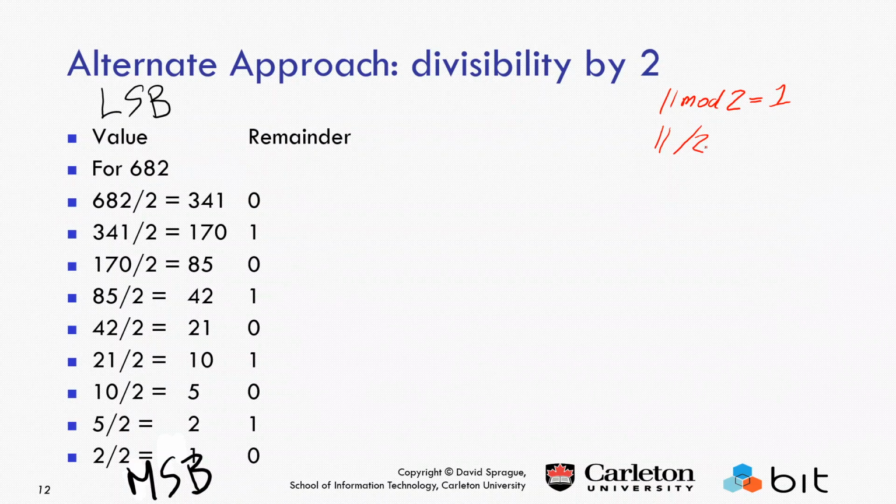In terms of whole number arithmetic, it's something like this. If I divide 11 by 2, I get 5 with a remainder of 1. I'm not dealing with 5.5, 5.333, or anything like that. I will get a whole number and I'll get some remainder.